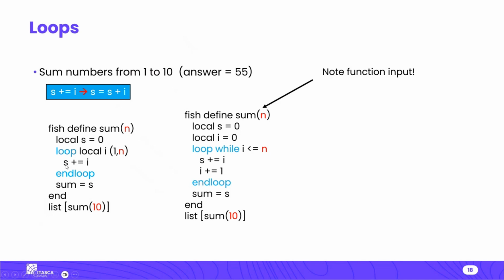So the first time through the loop, s starts at 0 and I add 1. Next time through the loop, I add 2. The next time through the loop, I add 3, and so on. At the end, I set the name of the function, which is called sum, equal to the number I was summing up, s. And essentially, that is the return value. So I can say list sum(10). This calls the function, does this stuff, returns the sum of the numbers from 1 to 10.